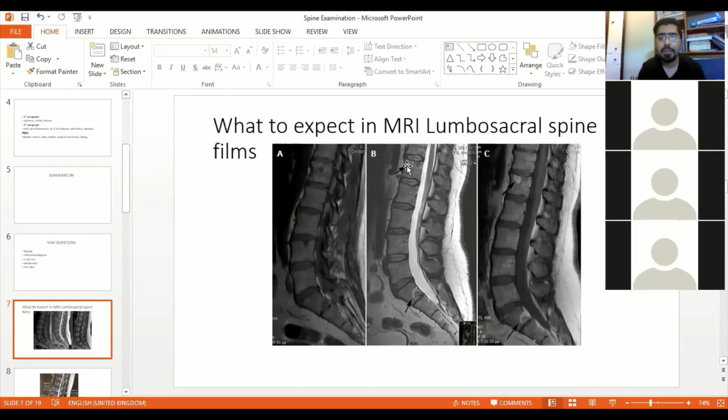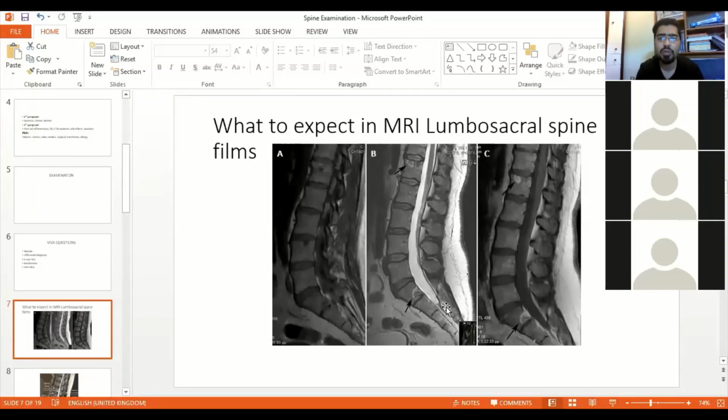And how to read this MRI? First of all, this is anterior longitudinal ligament. This is vertebral bodies with intervertebral disc. This is posterior longitudinal ligament. This is spinal canal. These are spinous processes.